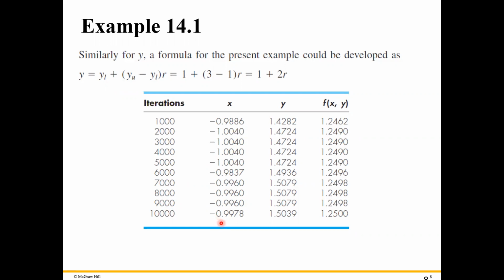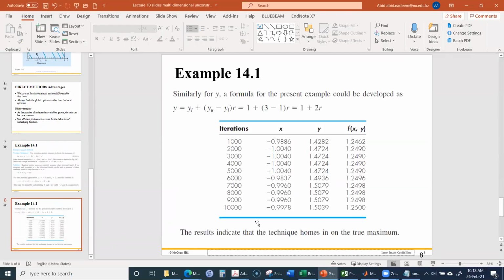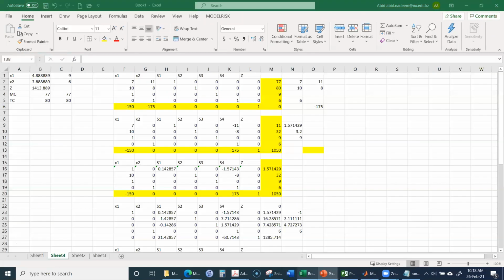As you can see, the value of x is approaching a value of minus 1. And here you can see that the value of y is approaching a value of about 1.5, and the value of f of x, y is approaching a value of about 1.25 with the increase of the number of iterations. Now what we want to know is how to generate those iterations. We can generate them in Excel or even in Matlab as well.